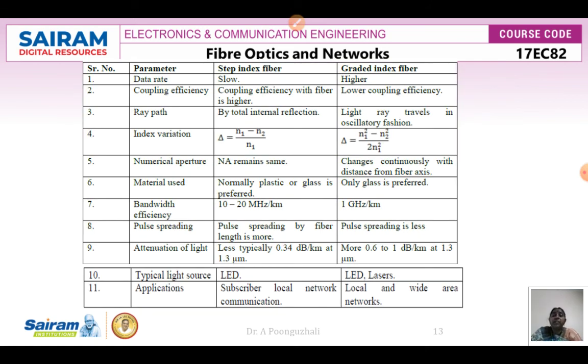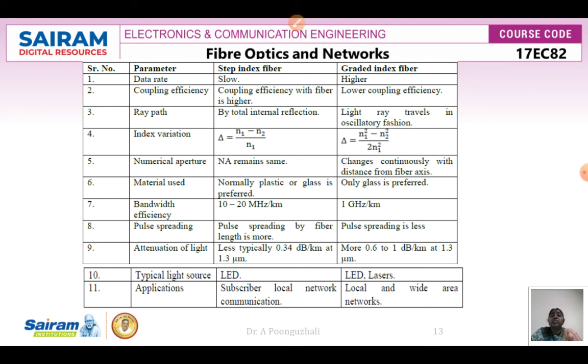Next are the parameters of a step index fiber and a graded index fiber. What we have seen till now is summarized in a consolidated table. The data rate in the case of step index fiber is going to be slow, in the case of graded index fiber it is going to be high. The coupling efficiency in the case of step index fiber is going to be higher, but in graded index fiber it is going to be lower.